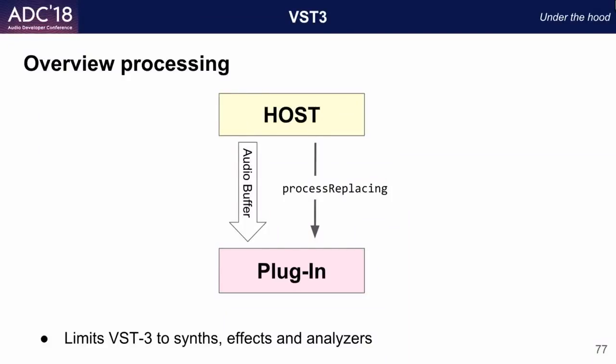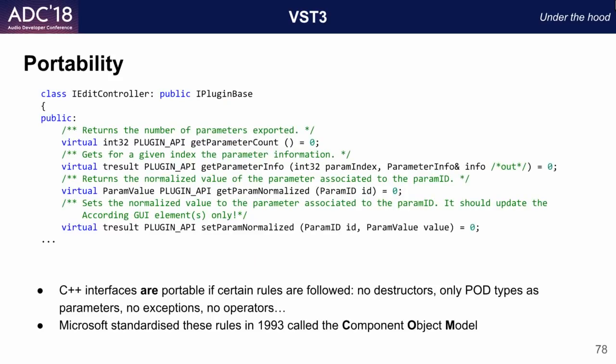The processing is still the same. It's still this process replacing, so it doesn't have a pull model like audio unit does. And portability: no more opcodes. What they rely on are virtual classes again. But didn't I just say that classes are not allowed? Right at the beginning of the talk, I said you can't use classes at the interface layer. Well, you can if you follow certain rules.